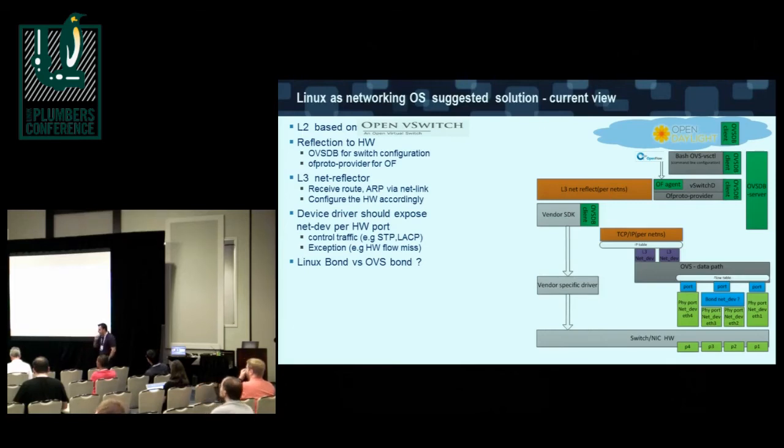So this is a good question that I don't have a clear answer to, because we didn't find a clean way to reflect IP route rules to the hardware. What we thought of, and again, this is only an idea, is if you want to configure a hardware engine like an ACL, you will use the flow table in OVS.